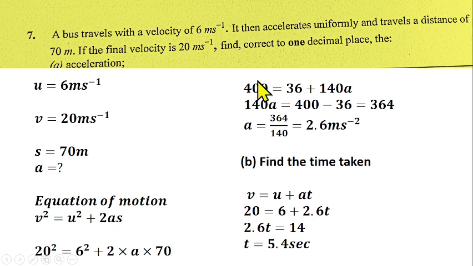Then you have to find the time taken by the bus, and you need to remember the equation of motion that's related to time. We have v equals u plus at. Our v is 20, equals u, 6, plus 2.6, which is the acceleration we got here, multiplied by t. Then if you collect like terms, 20 minus 6 will give us 14. Then 2.6t equals 14. Divide both sides by 2.6, so t will be 5.4 seconds. So that's question 7, and it's quite simple and quite straightforward as well.